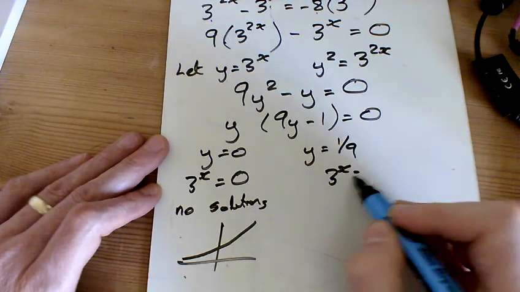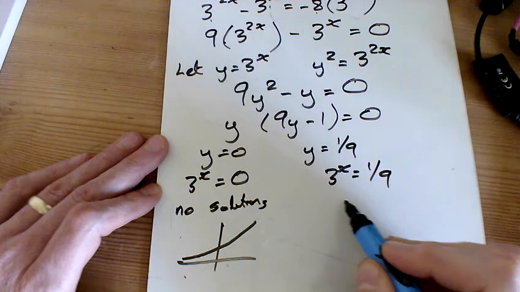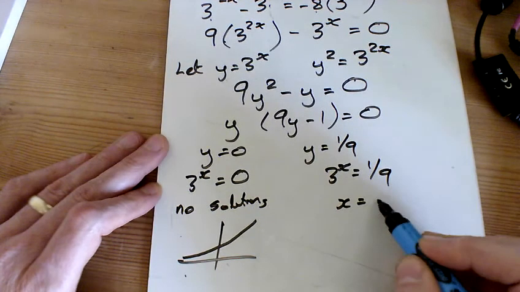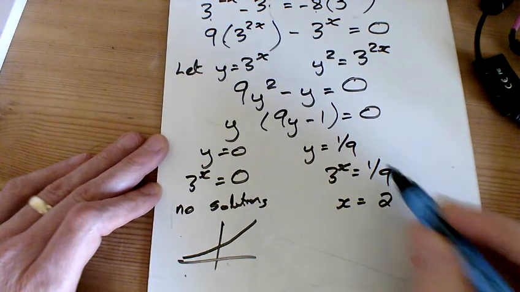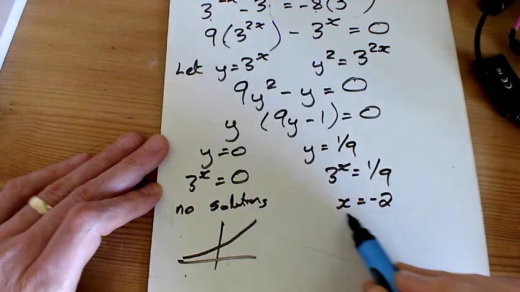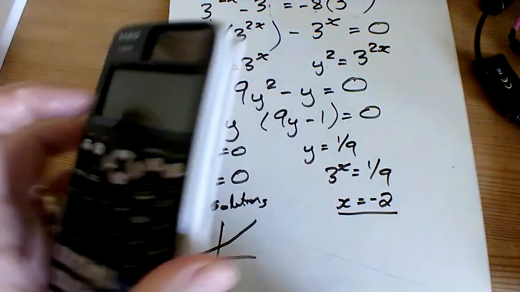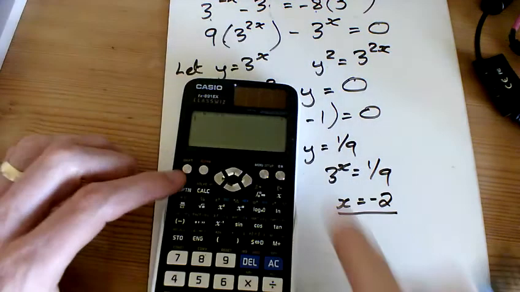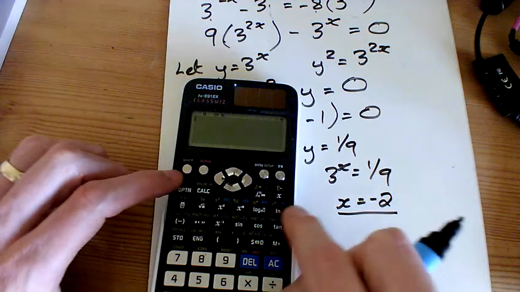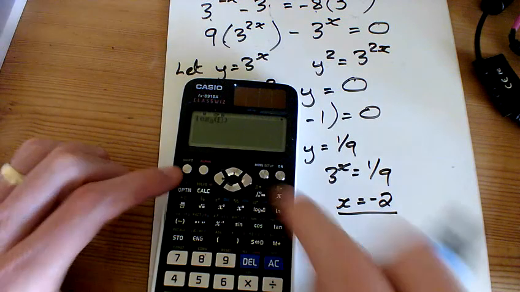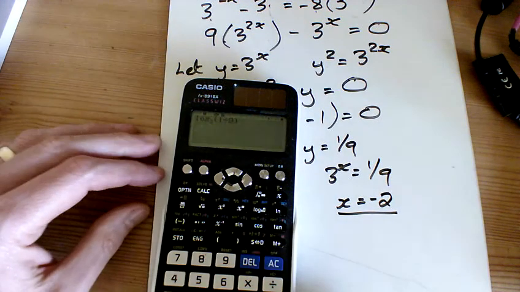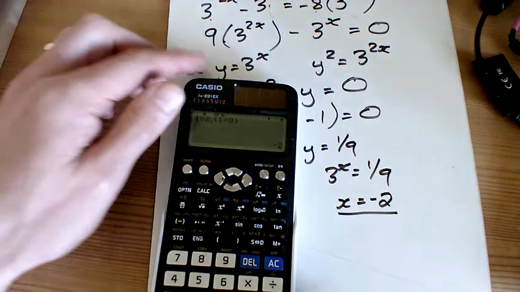3 to the power of x equals 1/9. Well, again, you know that because 3 squared is 9, and to put it 1 over, it must be minus. Although, if you weren't sure, you could grab your calculator and you could do log base 3 of 1 over 9, and it will tell you -2, just like we've got here.